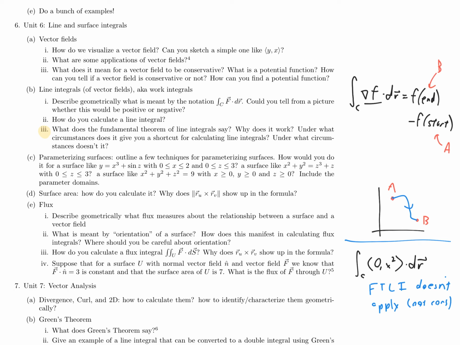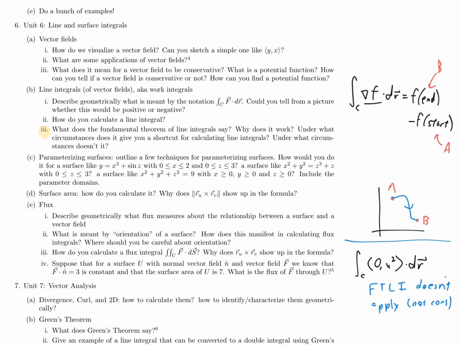Now, the thing to notice about the fundamental theorem of line integrals is that if the vector field is conservative, if the vector field is the gradient of some underlying multivariable function, I can calculate the line integral without actually doing anything with the path c. I just need to know the start point, the end point, and the function. And so that tells me that the path I took from A to B doesn't matter.